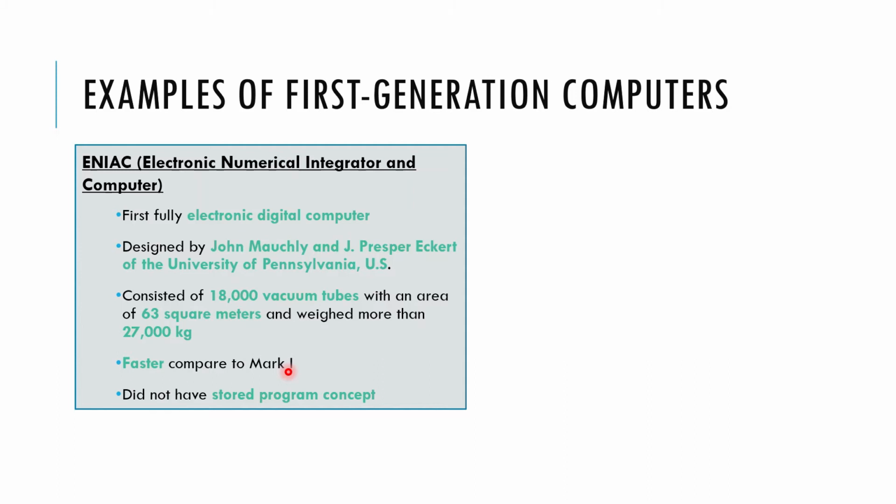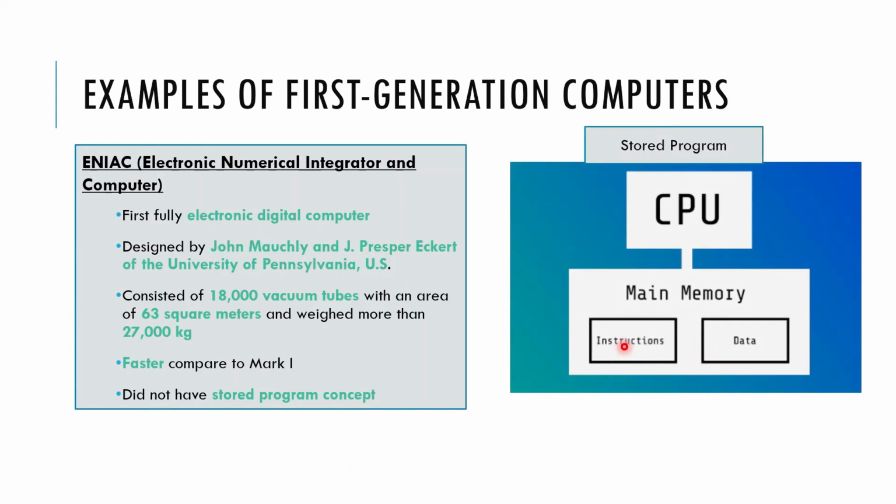Mark 1 used to take about 5 seconds for adding two large numbers. However, ENIAC could do the same operation in 200 microseconds. So as we are progressing, the computer is becoming much faster. Didn't have the stored program concept. Now, student, you must be wondering what is stored program concept. This is the concept wherein your instructions and data reside in the main memory so that the CPU can fetch it directly for the quick calculation.